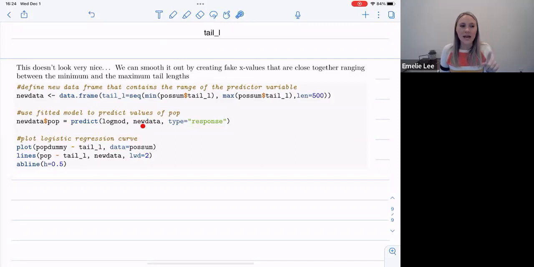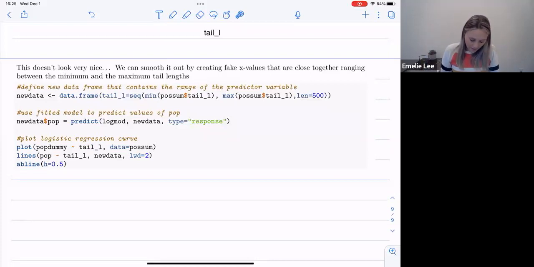Okay. And so now what we're going to do is predict the responses given those 500 tail lengths. And then I'm going to store those in a new column on new data called pop. And so what I can do now is make that same plot of the pop dummy against the tail length for the possum data. And then what I do instead is add the lines not from the possum data, but from the new data, which has a sequence of 500 nicely spaced points between 32 and 43.